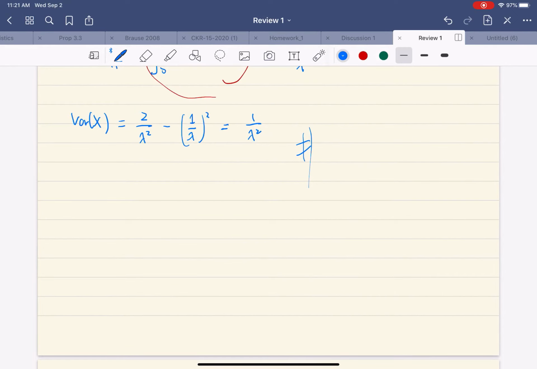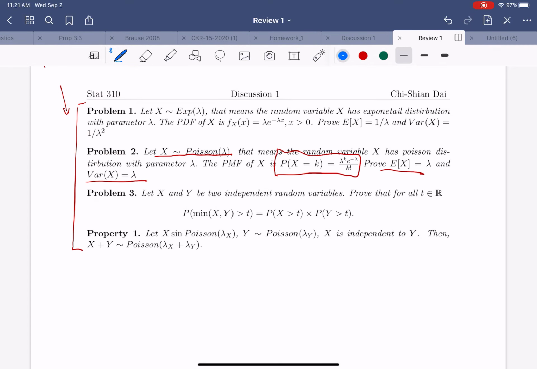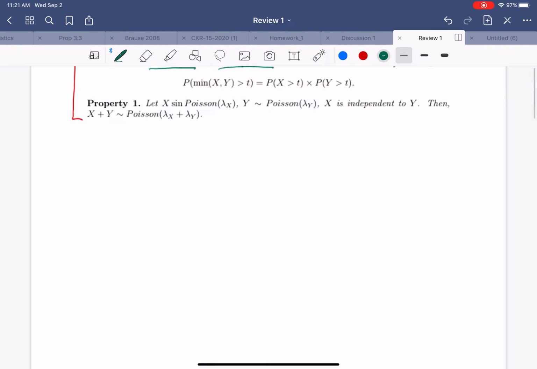Okay. And for question 3, this one is the easiest one. We have X and Y, and they are independent. We want to find the distribution of the smallest value of X and Y. We want to find this.